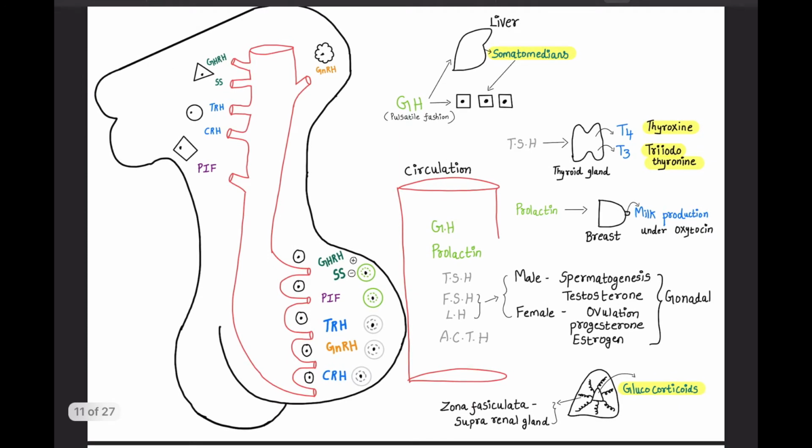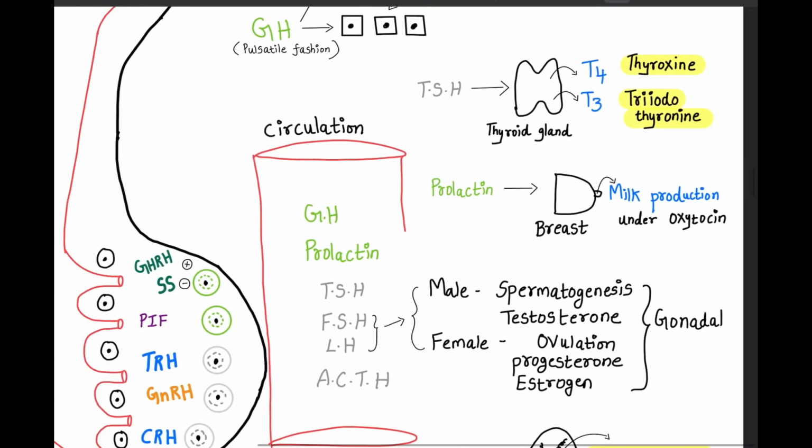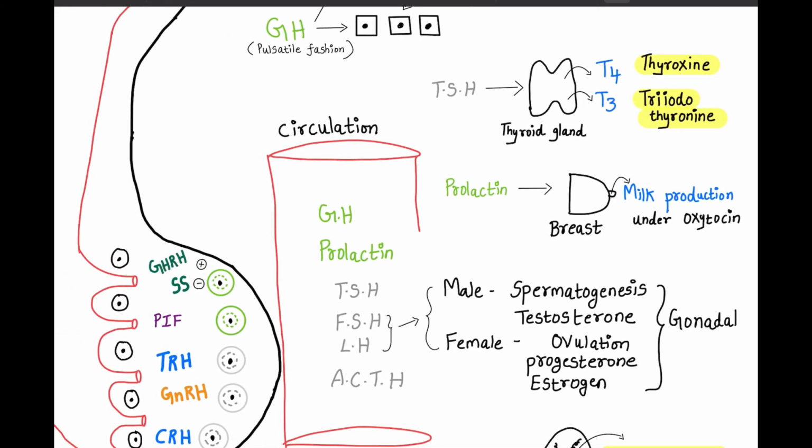And the function of prolactin is milk let out. No, that is not the function of prolactin. The function of prolactin is milk production. Prolactin produces or synthesizes milk only under the influence, or under the support, of oxytocin. The milk is let out of the breast by oxytocin.